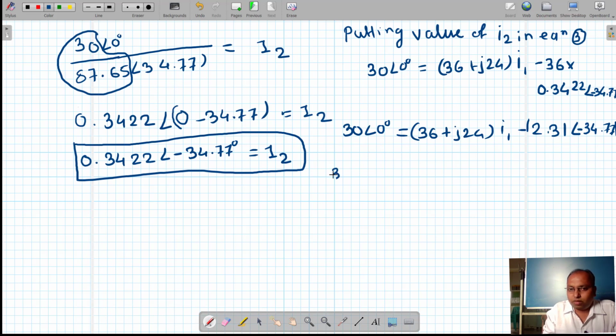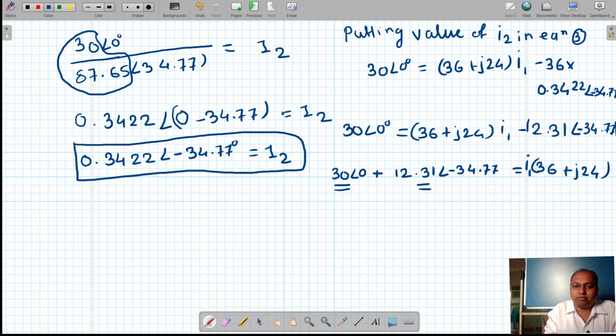So 30 angle 0 minus, it is going to become now plus whenever it is coming to the left hand side. So it is going to become 12.31 angle minus 34.77 equals 36 plus j24 I1. Now we cannot directly add these rectangular quantities, so we need to convert these rectangular quantities into the a plus jb form again.